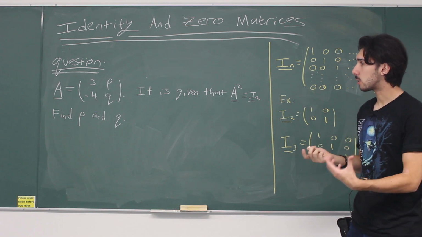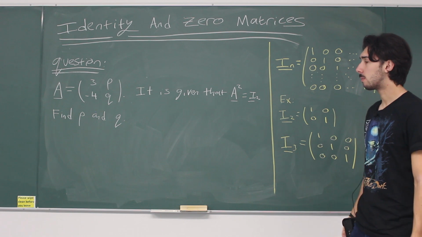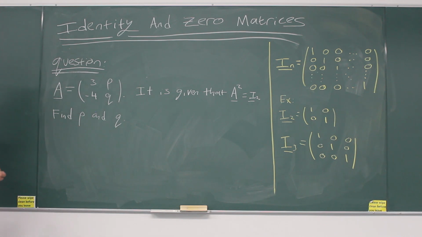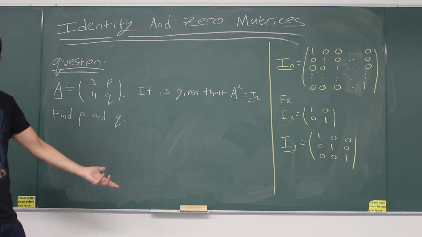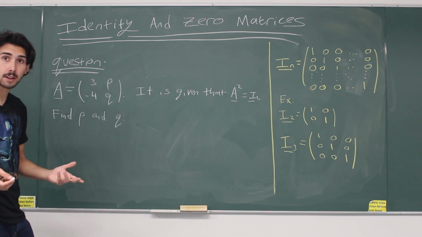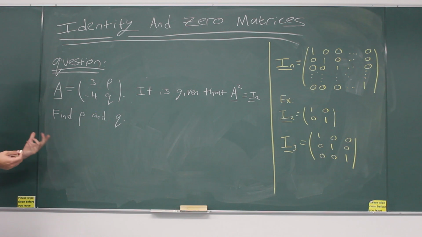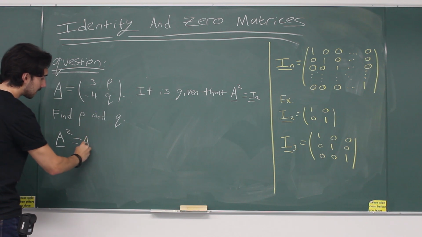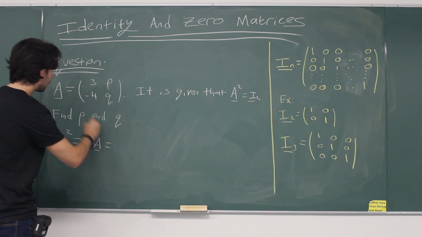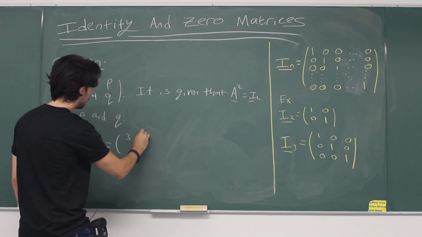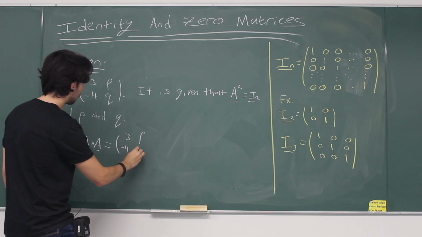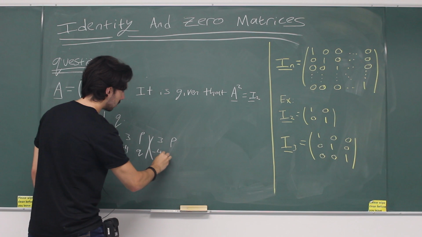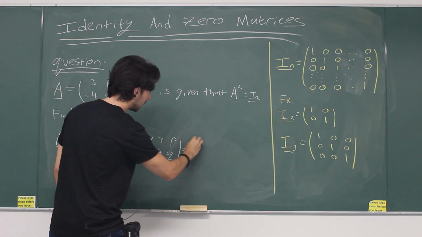So maybe pause the video, have a think about what you might do in order to work this out. But if you're not sure, we're going to go through it right now together, and let's see what happens. So we get told that A squared is the identity matrix. So why don't we use that to write an equation? First of all, let's work out what A squared is. A squared is just the matrix A times itself, which is going to be 3, P, minus 4, Q multiplied by 3, P, minus 4, Q. And let's see what that's equal to.